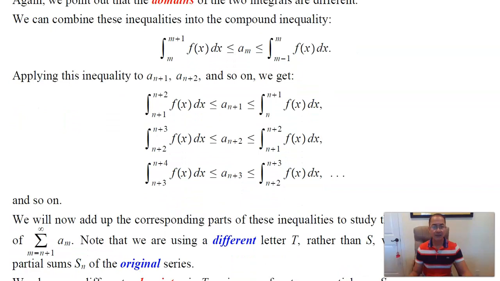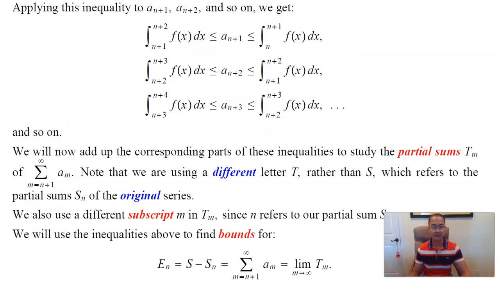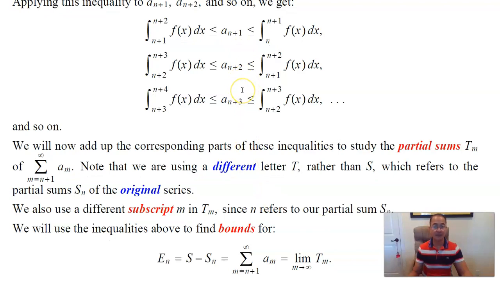But for our notation, we're going to get these partial sums. Let's give them a different name though. Let's denote them as t_n, where t_n is the summation from m equals n+1 to infinity of a_m. Okay, so therefore e_n, the error that we want to control based on the partial sum s_n, is the limit as m approaches infinity of the summation from m equals n+1 to infinity of a_m.